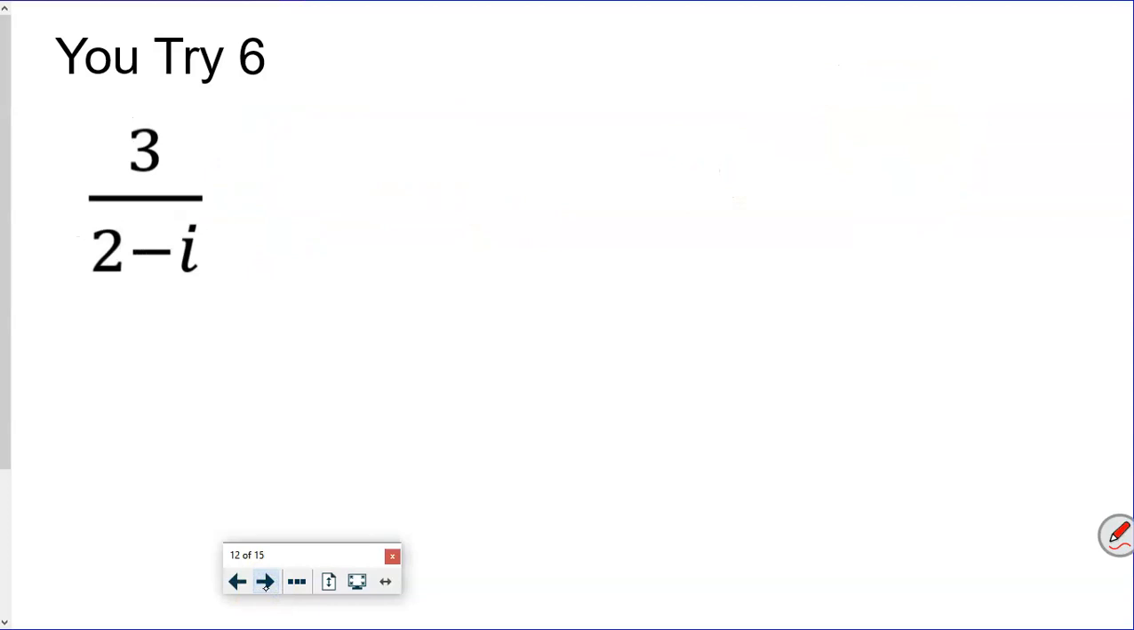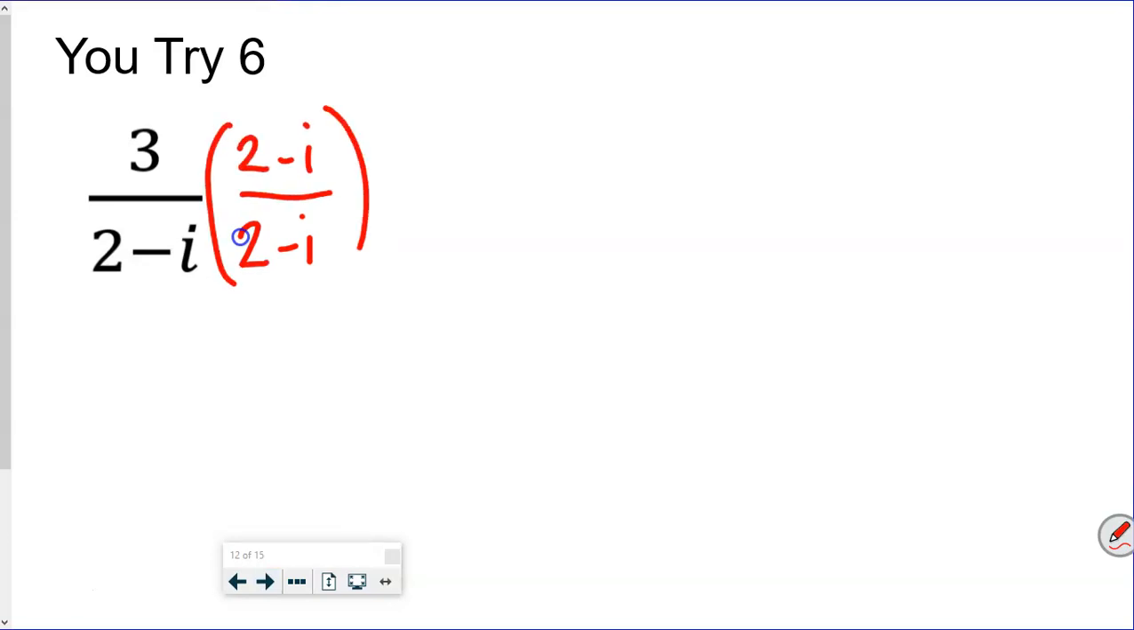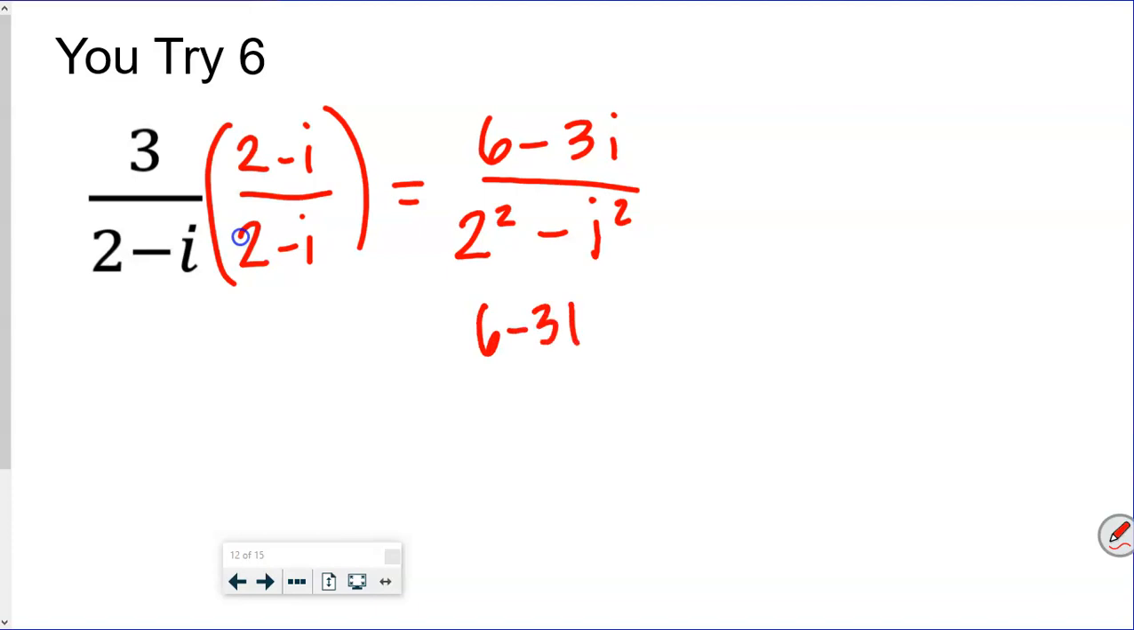So here we go again. Then we're going to multiply this times 2 minus i over 2 minus i. So that's going to be 6 minus 3i. Keeping in mind, again, we can square that 2 and subtract i squared from it, right? So that's going to be 6 minus 3i.